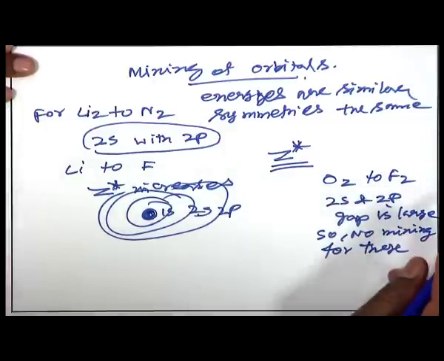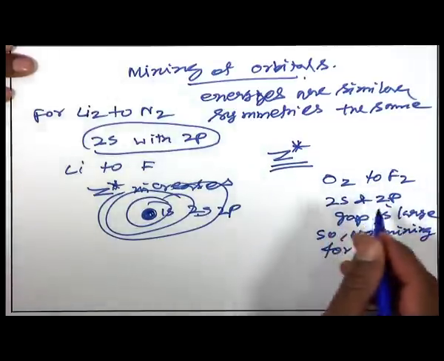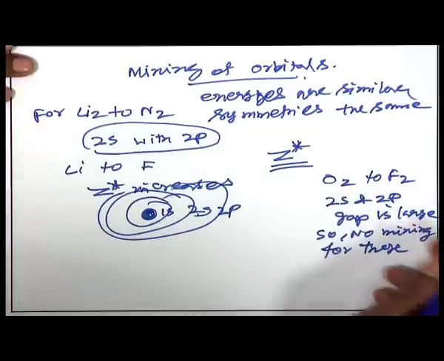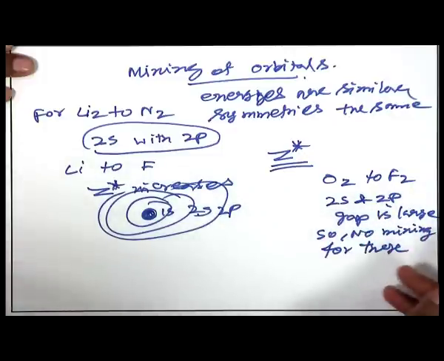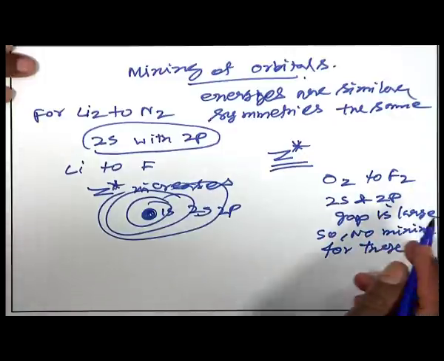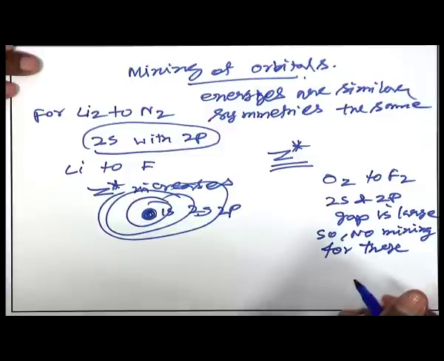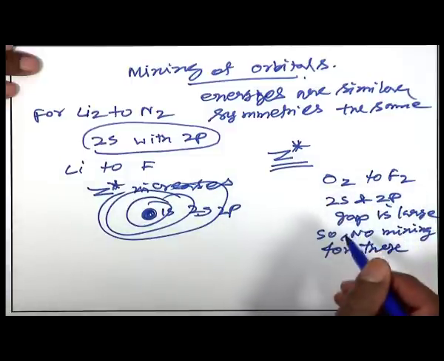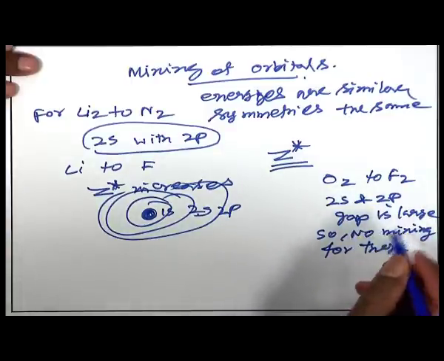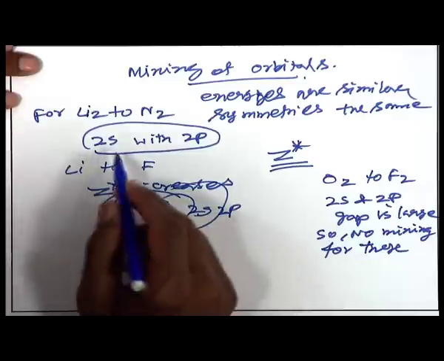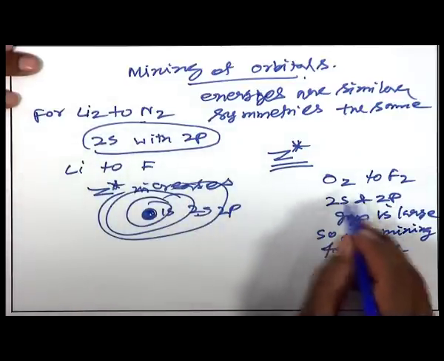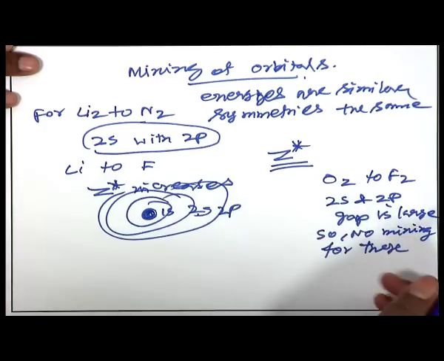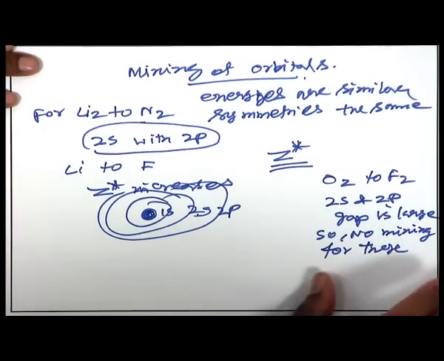But that is not the case for the elements located on the left side, because there the nuclear charge is less. That means the 2s and 2p orbitals are not attracted as much as for elements of this type. So, as a result, there is a mixing for these elements. When the 2s orbital and 2p orbital mix and then interact, the energy levels are reversed.